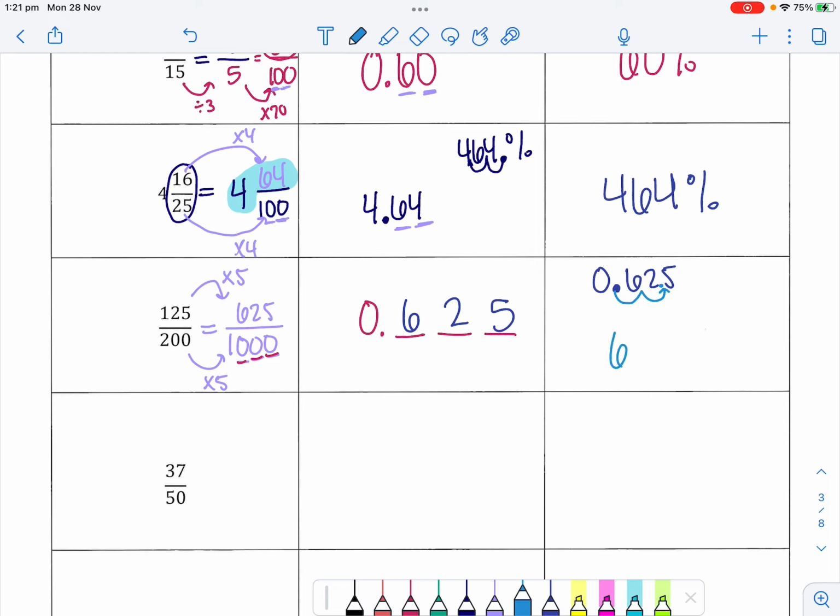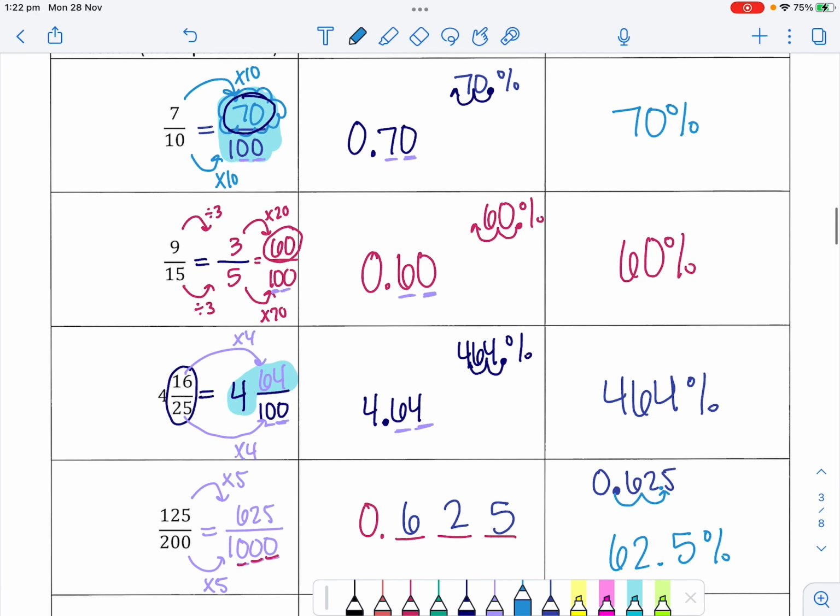So when I write my percent, it's going to be 62.5%. So it's just like the 464% where the decimal didn't move all the way to the front of the number. This one does not move all the way to the back of the number. Okay?